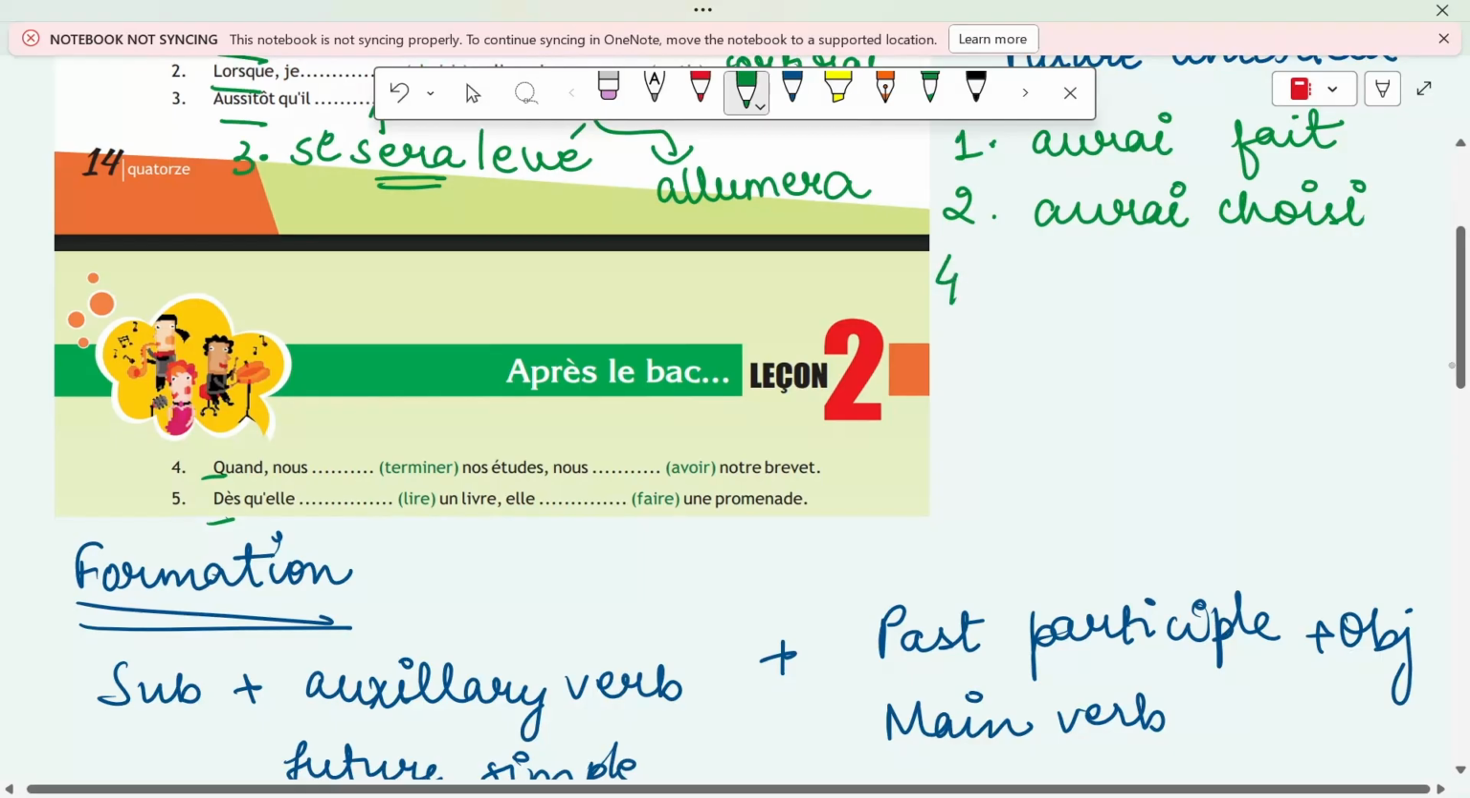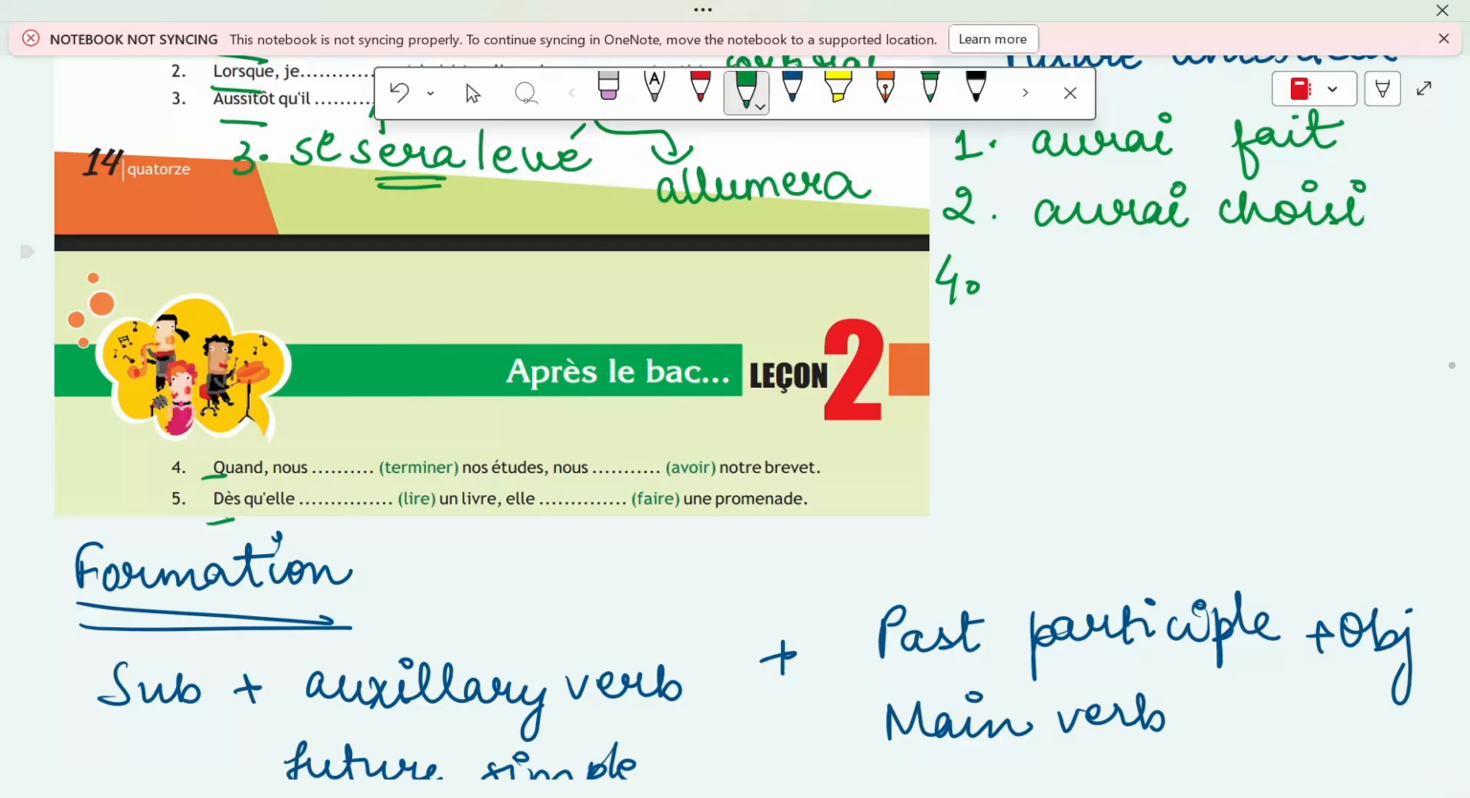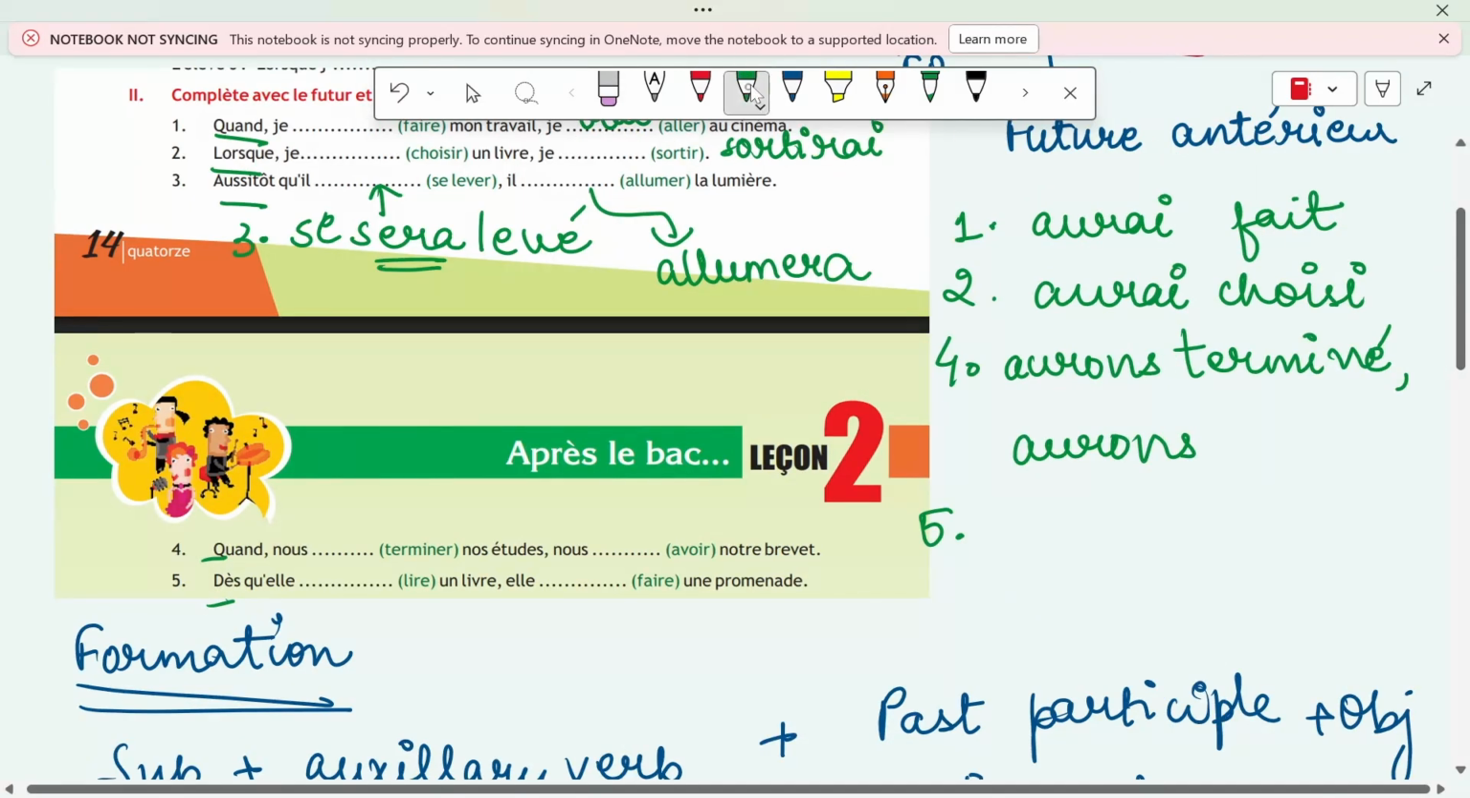Coming to the fourth one. When we will have finished our studies, nous terminer nos études, nous avoir notre brevet. So brevet is an exam. Okay, so let's see. When we have done with the exam, we'll have our certificate. So brevet, you can say an exam and it's the name of the certificate as well. Okay, so we'll write nous aurons terminé. And the second blank is going to take avoir. It's of course in the avoir itself. So it will be nothing but auront.